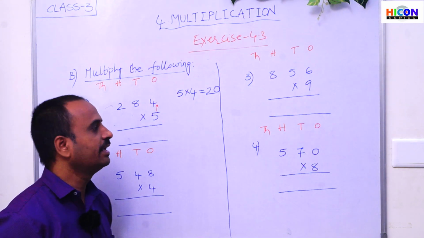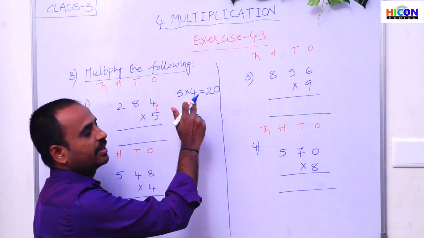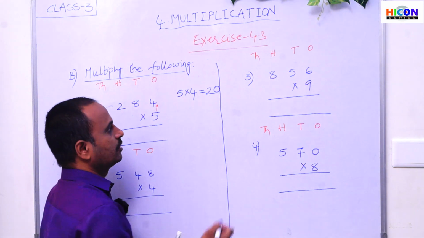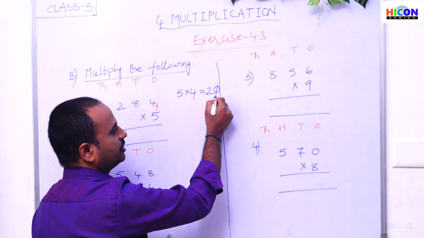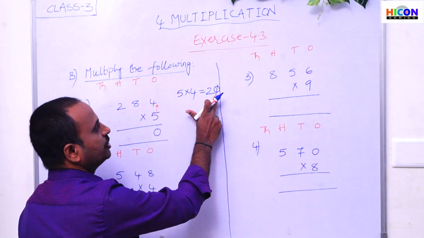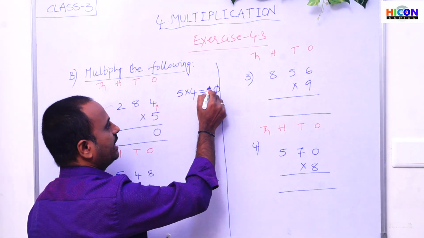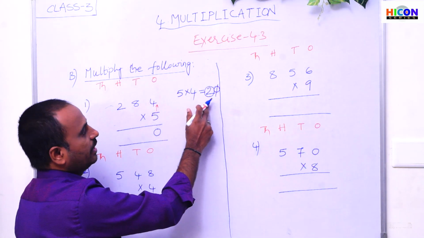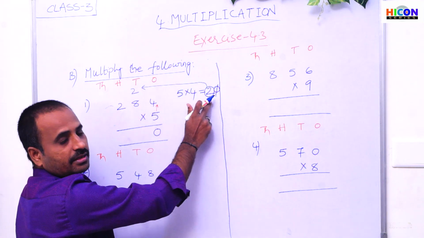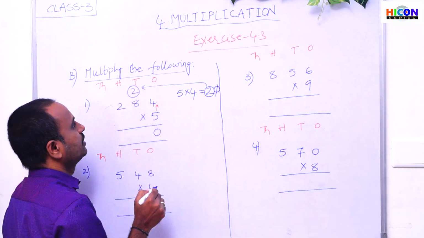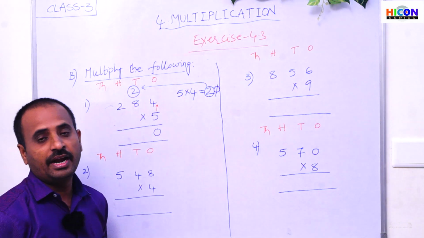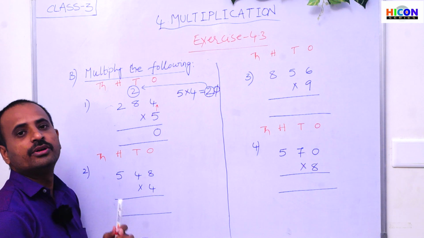So how do we carry? If the product is a 2-digit number, here 2 is the first digit and 0 is the second digit. Now write the second digit, that is 0, under the ones place, and carry the first digit, that is 2, to the next place. The next place is tens, so carry this number 2 to the tens place, and we have to add this carried number to the product.